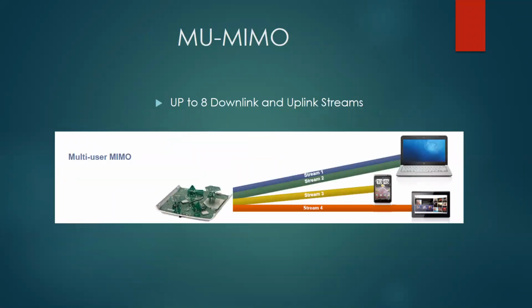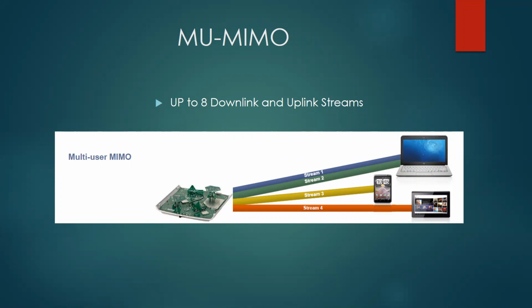The next change is an update to the MultiUser MIMO. Like I said before, it is up to 8 downlink and uplink streams. The big caveat to this is, of course, the client users.